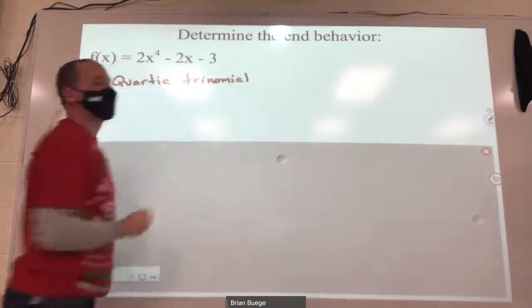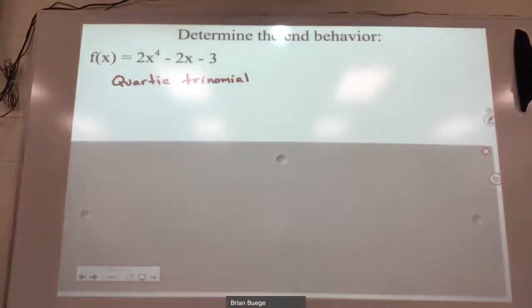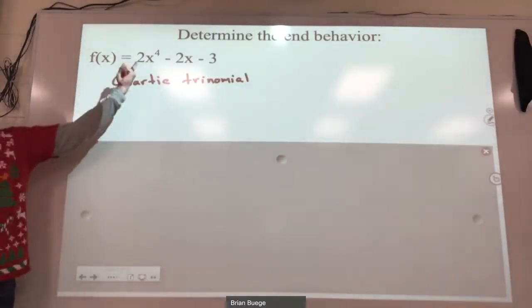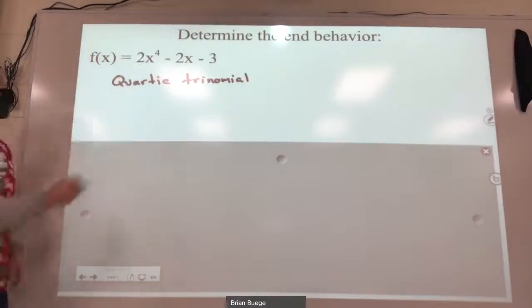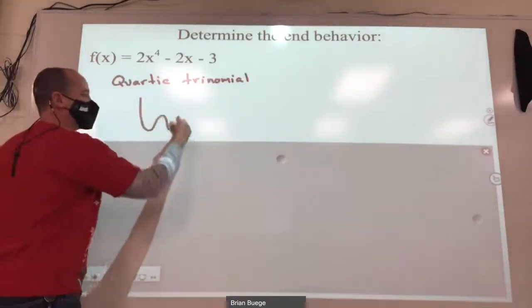All right. Next up, if you were going to sketch this graph, generally, what would this look like? What shape? It'd be a W. When it's a fourth degree, it's always going to either be a W or an M. It's a W because a is positive, so it's opening up. So I know the general shape of the graph will be something like that.